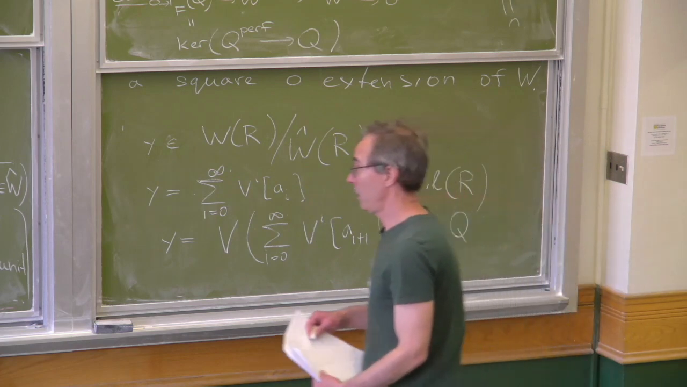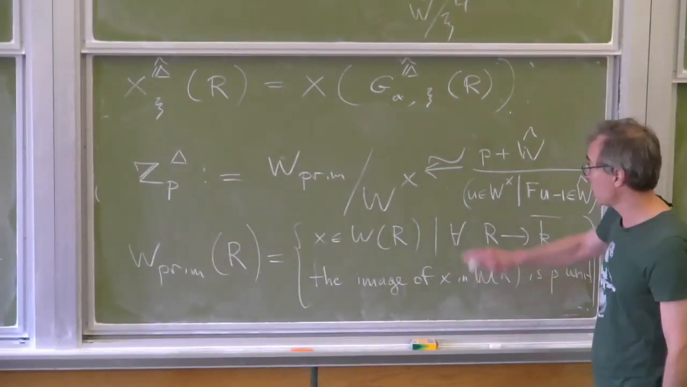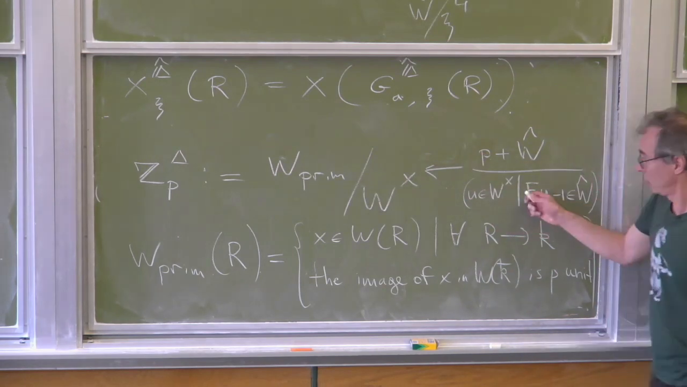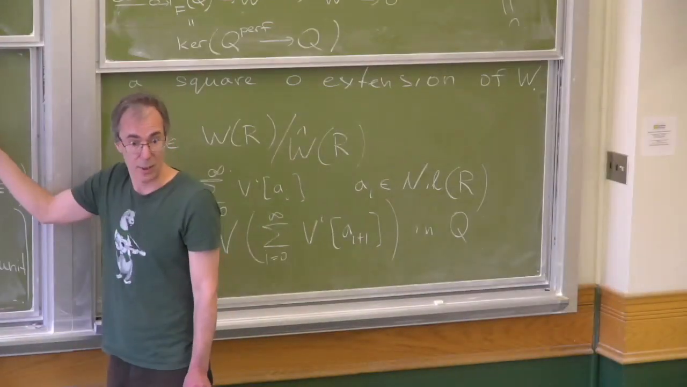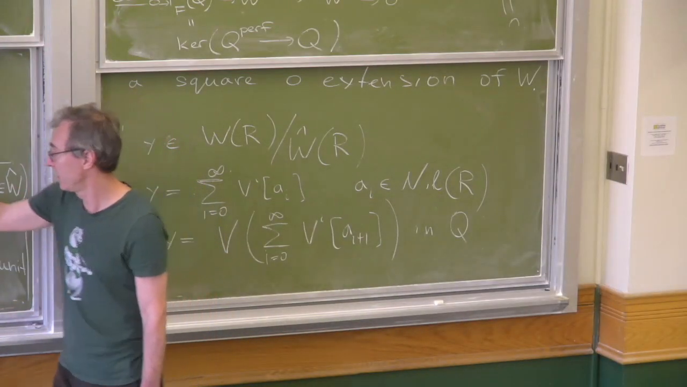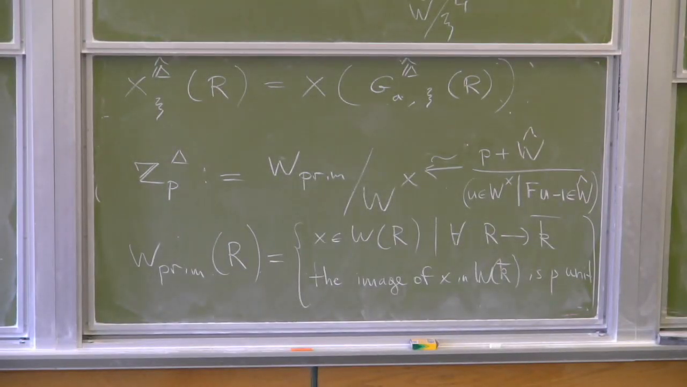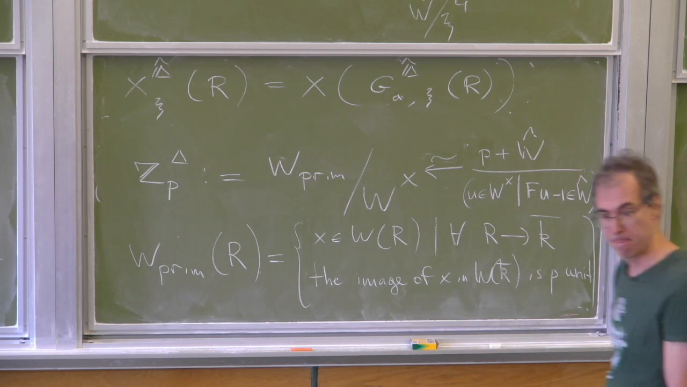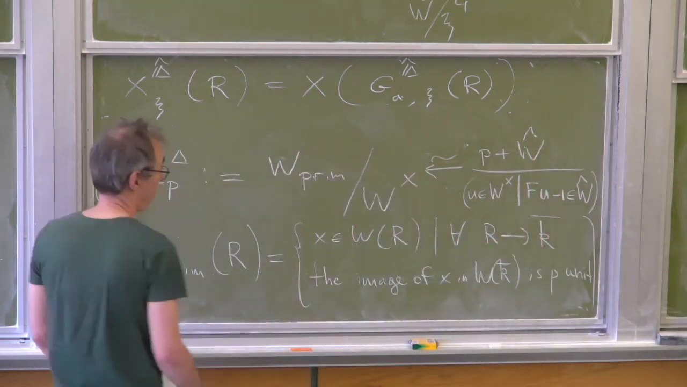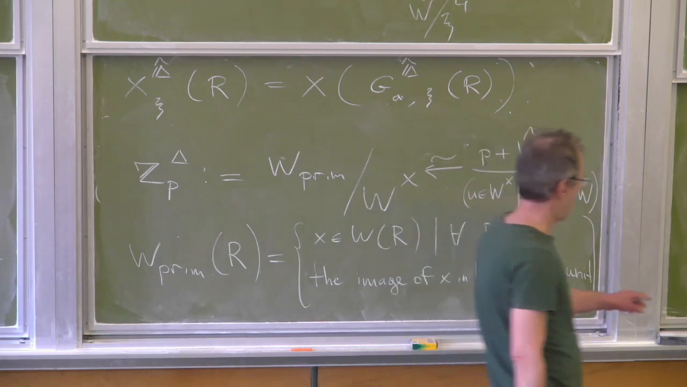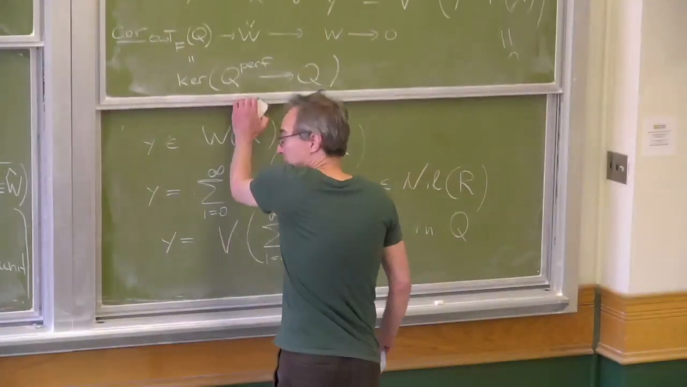And an exercise is that this map, well, first of all, I claim that this group acts really by multiplication, and the exercise is that this arrow is actually an isomorphism. Okay. So what does it buy me?